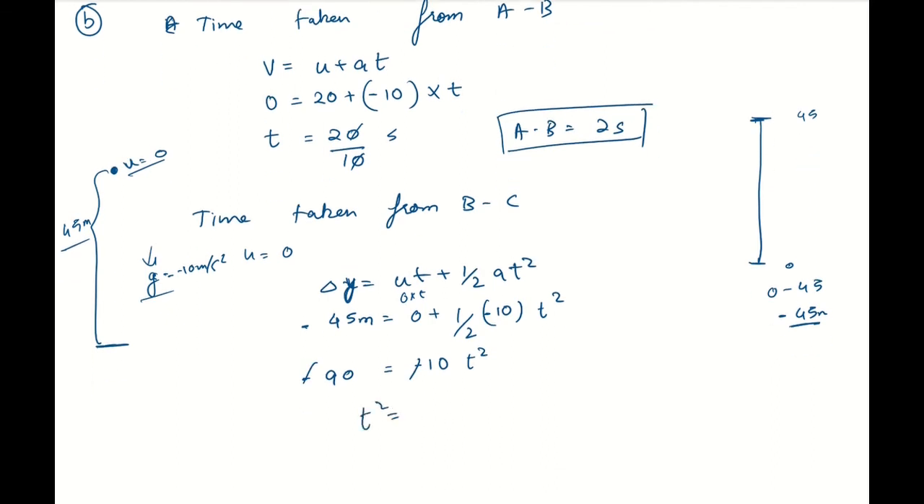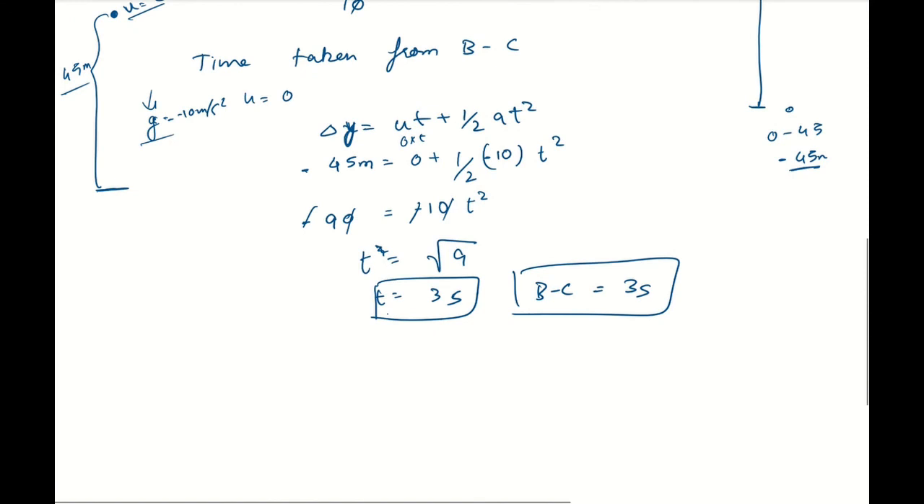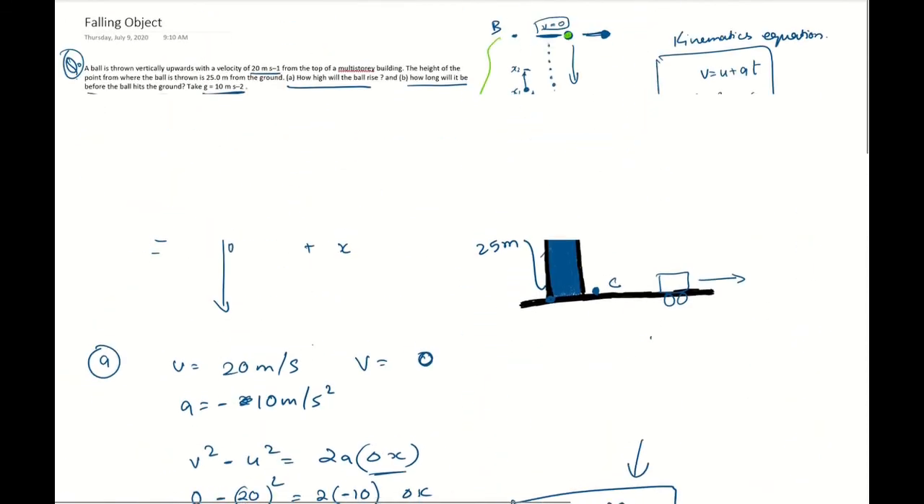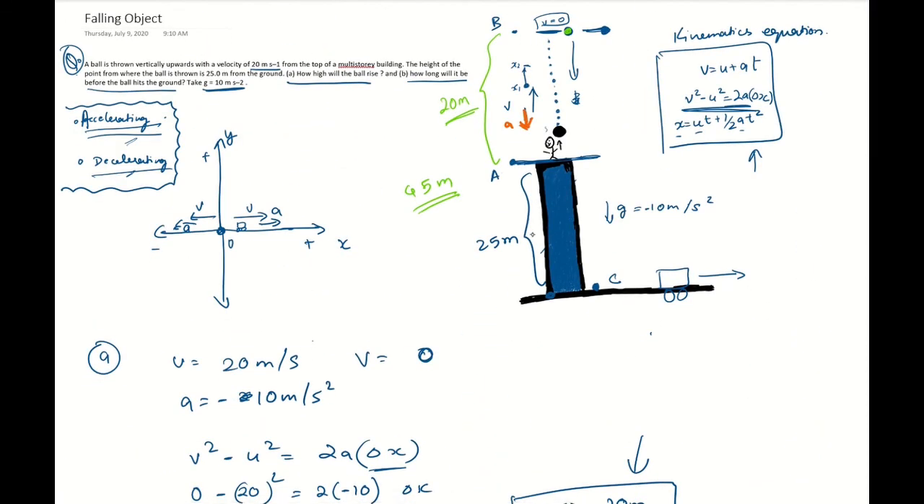You get t square is equal to 9, root of 9, and t is equal to 3 seconds. All right, so sorry about that confusion, but the time taken from B to C is equal to 3 seconds. So the total time would be nothing but A to B plus B to C, which is 2 plus 3 seconds, which is equal to 5 seconds, right? So the total time taken for the ball to go from A to B and from B to C is 5 seconds.